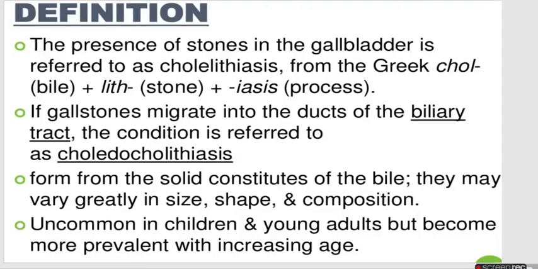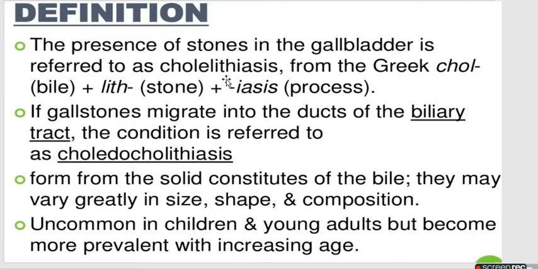So what is cholelithiasis? Cholelithiasis is the presence of stone in the gallbladder. When there is a stone in the gallbladder, we label the patient as cholelithiasis. It comes from the Greek words chole, meaning bile, lith, meaning stone, and iasis, meaning process. So it's a process of stone formation, like in the kidney, like nephrolithiasis. Nephrolithiasis means stone in the kidney.